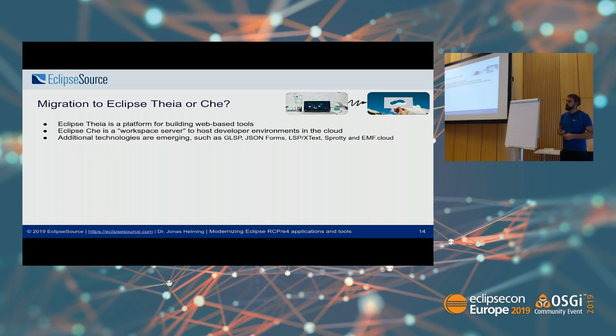And there are additional technologies emerging at the moment, so there's a lot of speed in that area, so it's really a huge topic at the moment. For example, the graphical language server platform I've shown before, JSON Forms, LSP in combination with Xtext, Sprotty, EMF Cloud, like the Eclipse Modeling Framework for cloud-based applications. So a lot of stuff is coming up, but it is not like migrating to Eclipse 5. It's a complete technology shift.